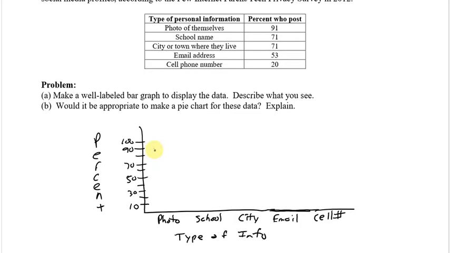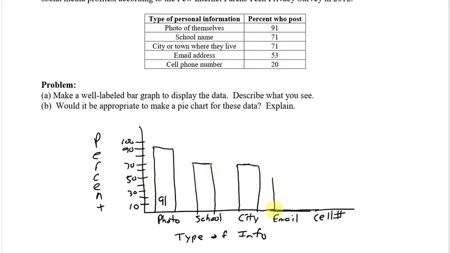So this would go to 91%. I like to write it in there. The school goes to 71%. The city also goes to 71%. Email, 53%, right about here. That's right, 71, 71, and 53. And then 20% for the cell phone number. About 20%. That's a bar graph, well labeled.